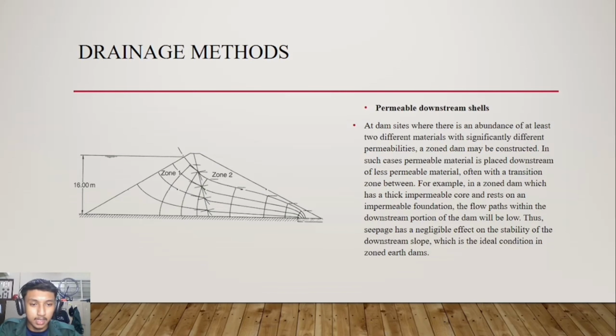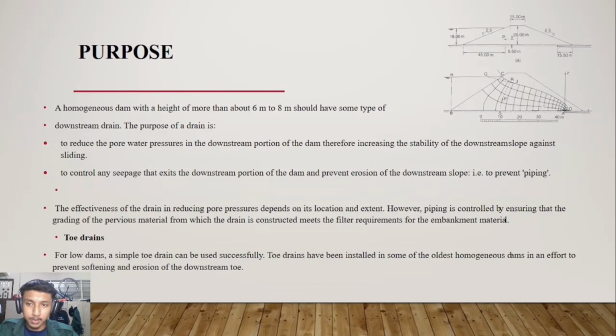Thus, seepage has a negligible effect on the stability of the downstream slope, which is the ideal condition in a zoned dam. So a homogeneous dam with a height of more than about 6 meters to 8 meters should have some type of downstream drain. The purpose of the drain is to reduce the pore water pressure in the downstream portion of the dam, therefore increasing the resistance of the downstream slope against sliding. Next is to control any seepage that exits the downstream portion of the dam and prevent erosion of the downstream slope.